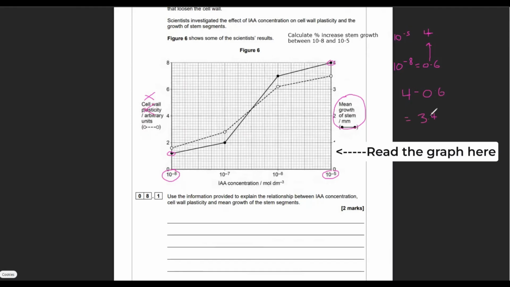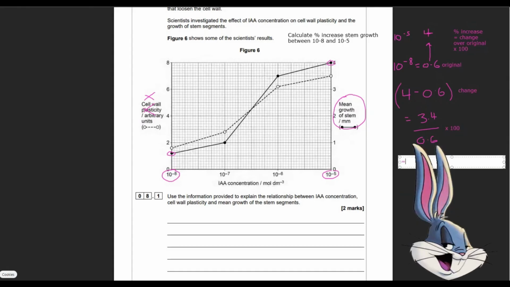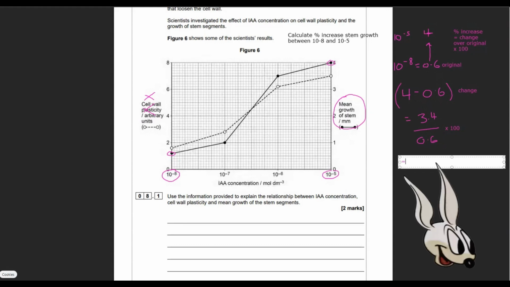And so we're going to do the difference, and it's 4 minus 0.6. The difference is 3.4. Don't forget, with doing any percentage increase or change, you need to remember that you're looking at the change over the original times 100. So the change is 3.4 because we go 4 minus 0.6. The original was 0.6, the original growth of the stem, and then we're timesing 100. So 3.4 over 0.6 times 100. And don't forget, we need to do this one to 2 significant figures. Gosh, I'm all over the place today, folks. Okay, let's go.